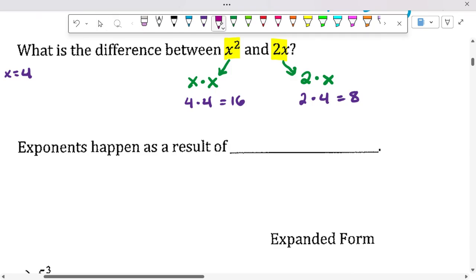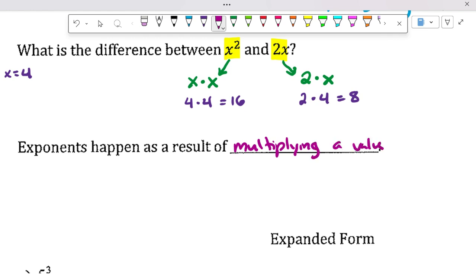So exponents happen as a result of multiplying a value by itself. And remember, that can happen multiple times depending on what the exponent is. We talked about this yesterday. So in other words, if I raise x to the third power, how many times am I multiplying x by itself? 3 times. If I said x to the 16th power, how many times am I multiplying x by itself? 16 times. All right.